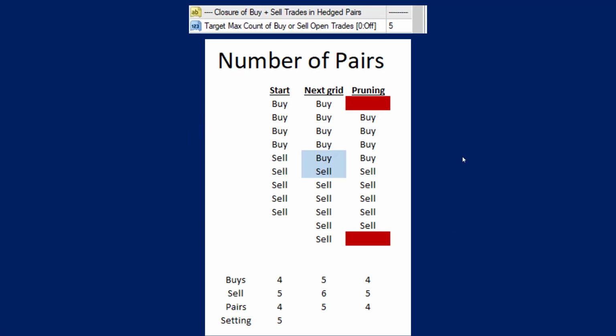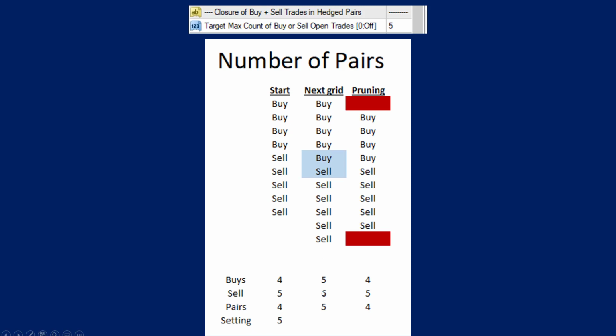And then there's another method that uses hedged pairs. In other words, they say that there must be a matching buy for every open sell. As you can see in the settings, we've nominated 5. So if there are 5 matching hedged pairs, then the EA will start pruning the open trades by closing the buy and the sell furthest from the current price. Example of this, here we're starting with 4 buys and 5 sells. So we really only have 4 pairs going at the moment. The setting is 5, so we're okay.